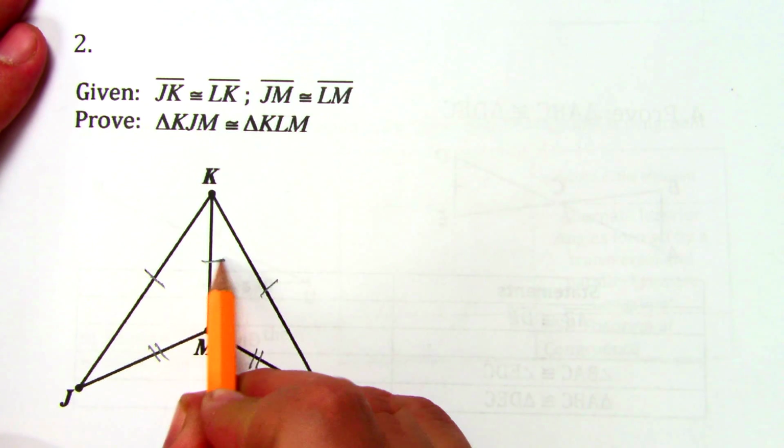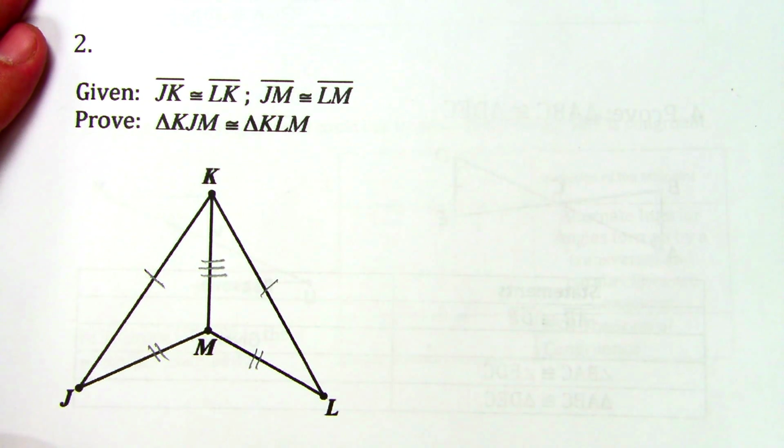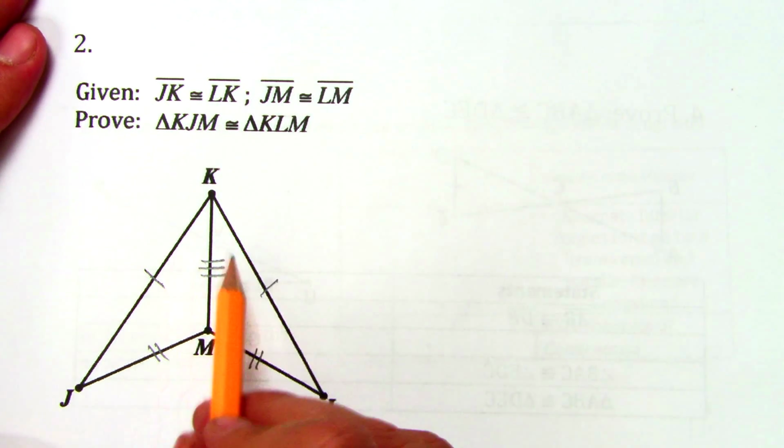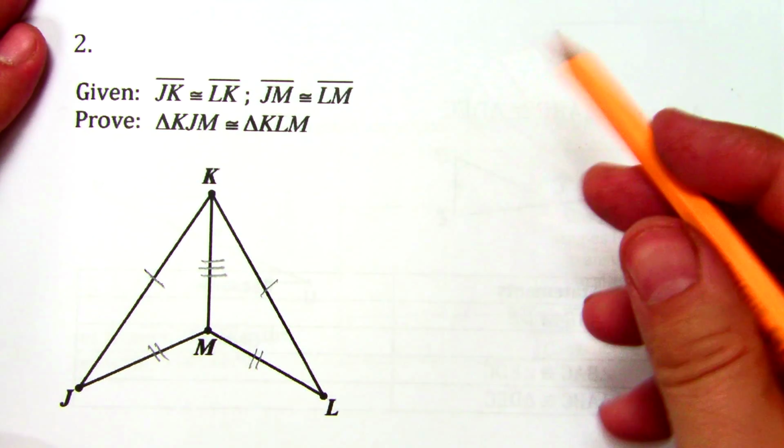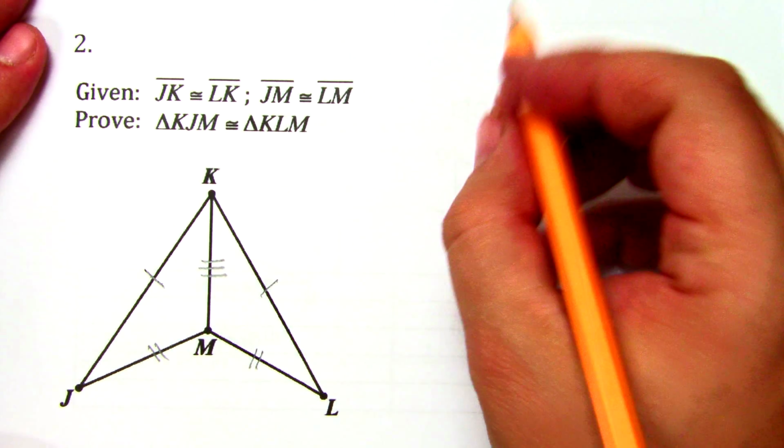Well, I know that KM is congruent to itself. And I mark that, even though it's not like there's something that matches with it. It just helps me to keep track of everything.